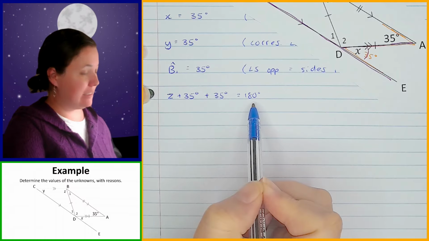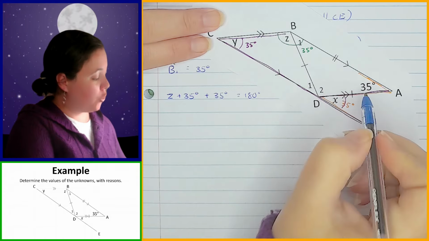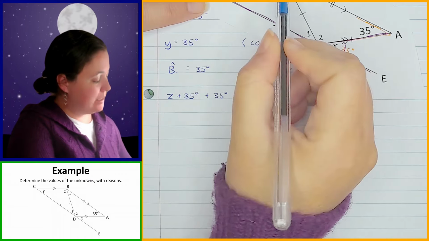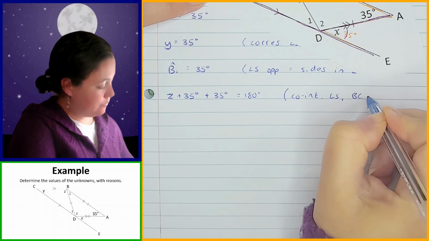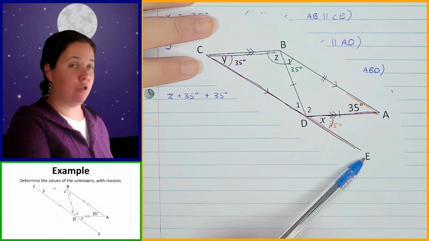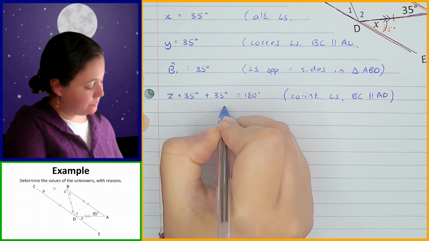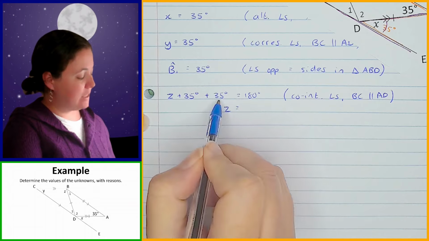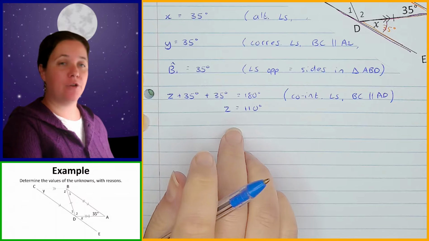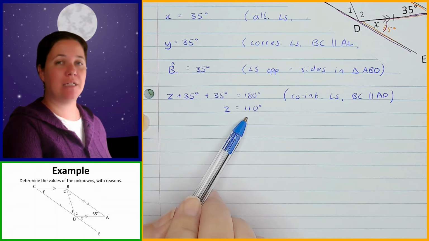Okay, so the reason I can say that they are supplementary, that they add up to 180, is because they are co-interior angles with BC parallel to AD, or I could have said with AB parallel to CE. Either way, it would work. Okay, so now we can go and solve for Z. So Z is equal to 180 minus 35 minus 35, that's 110 degrees. So that's what we should get for Z. So X was 35 degrees, Y was 35 degrees, and Z is 110 degrees.